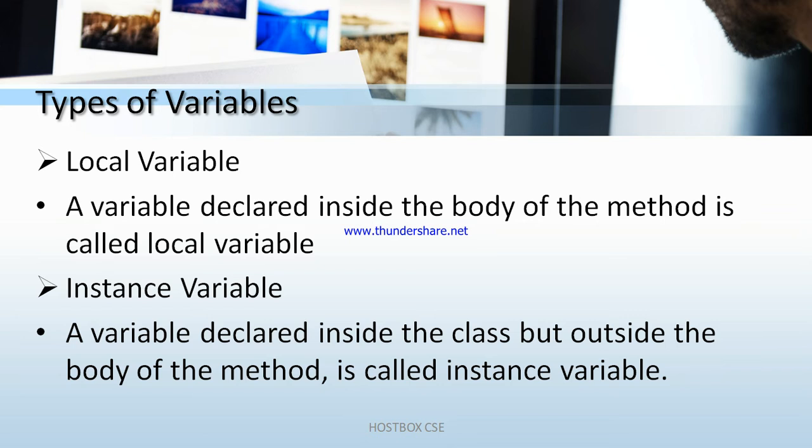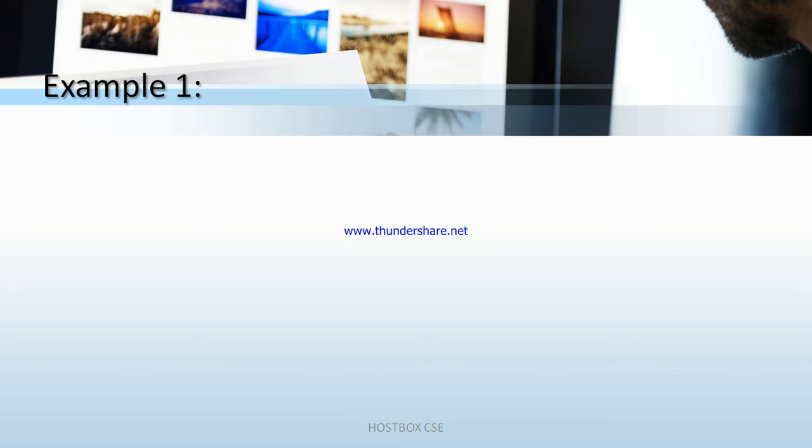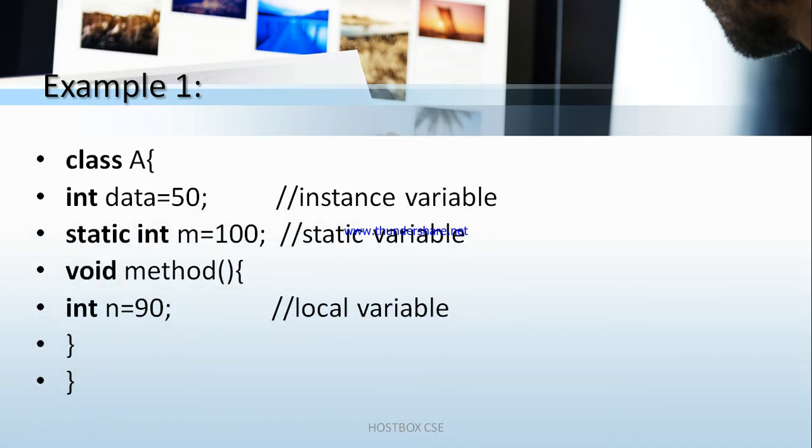Now, local variable. A variable declared inside the body of a method is called a local variable. Then the next one: instance variable. A variable declared inside the class but outside the body of a method is called an instance variable. And another, static variable. A variable which is declared as static is called a static variable. It cannot be local. Keep that in mind.